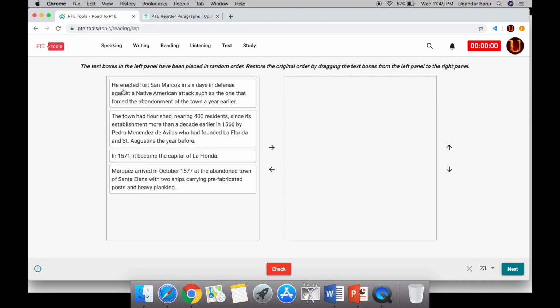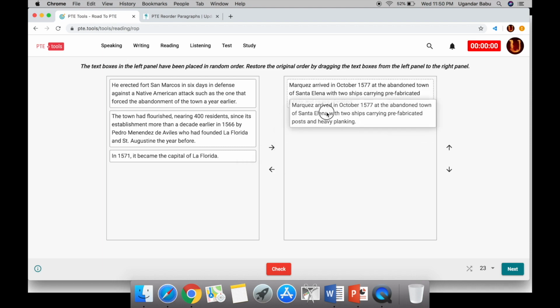"He erected." This cannot be the first sentence. "The town had flourished." Definite article. This cannot be the first sentence. "In 1571 it became." This also cannot be the independent sentence. Marquez arrived in October 1571 at the abandoned town of Santa Elena with two ships carrying prefabricated posts and heavy planking. So this is the first sentence. Read from the beginning again. "He erected." So this can be the second sentence because the noun is already mentioned.